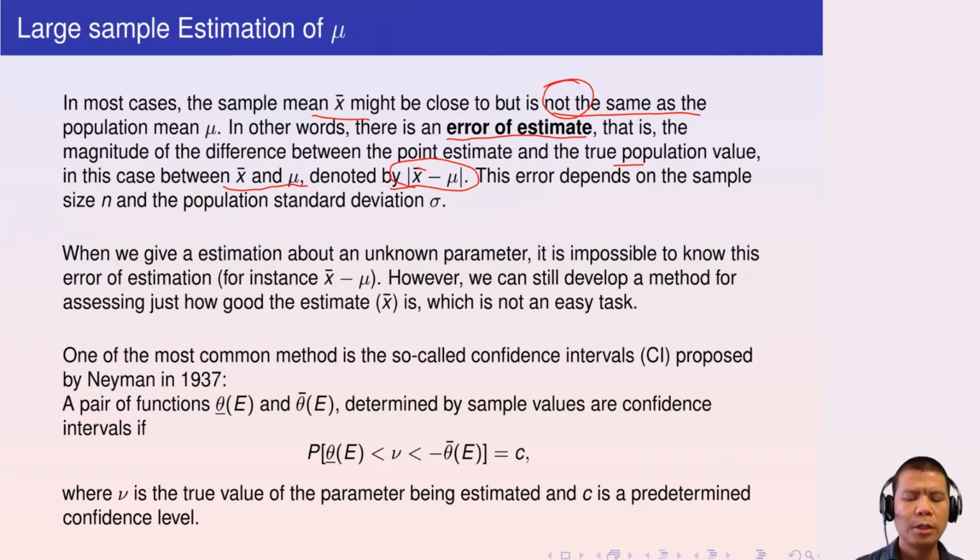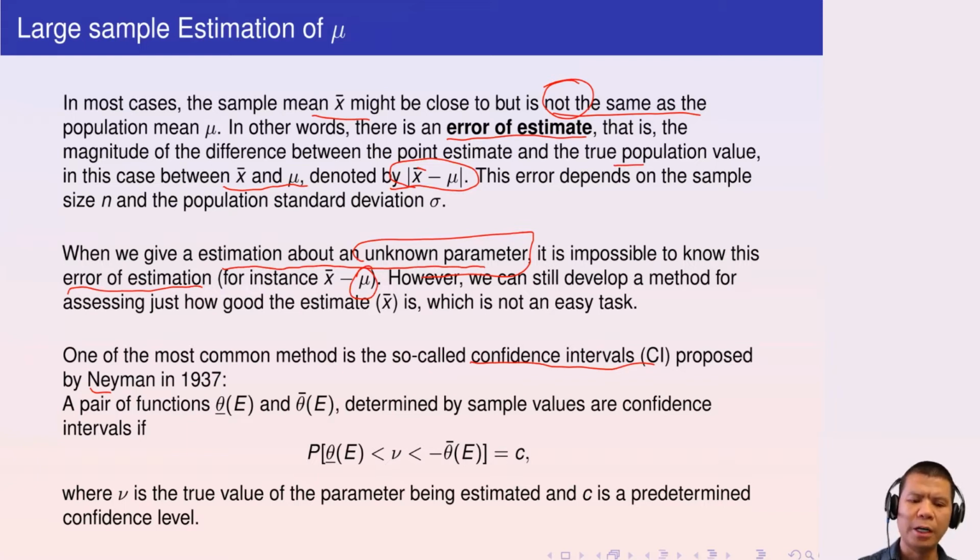When we give an estimation about the unknown parameter, it is impossible to know this error of estimation, because the mean is unknown. We do not know the value of the mean, so how do you know the difference? However, we can still develop a method for assessing how good the estimate is. One of the most common methods is called the confidence interval, proposed by Neyman in 1937. It states the following.